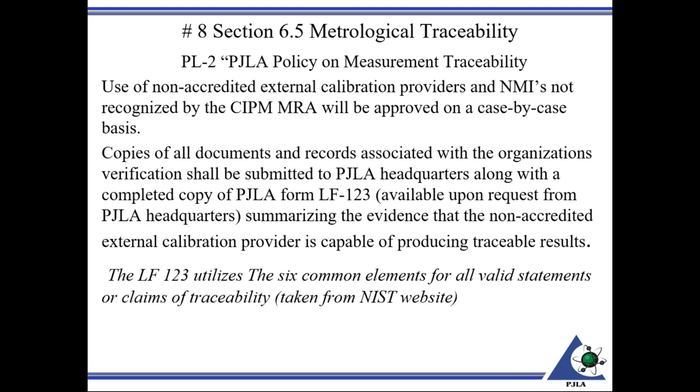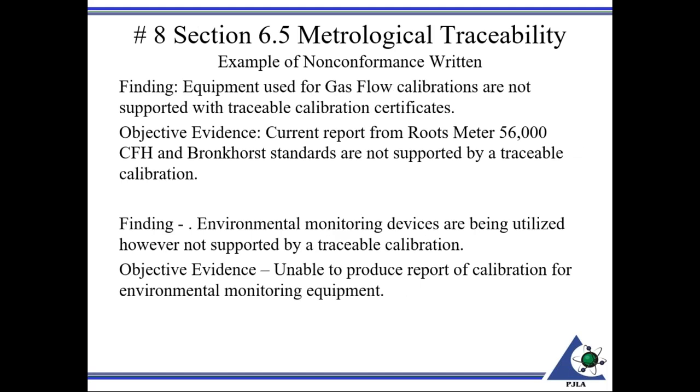If the organization was accredited and the report contained the PJLA symbol, it was verified that the organization is accredited to perform that particular calibration. That's like a big stamp of approval, hence the exercise specified here with the LF-123 would not be needed. So, an example of a nonconformance written: equipment used for gas flow calibrations was not supported with a traceable calibration certificate, and the objective evidence would be the current reports that were provided for this particular meter.